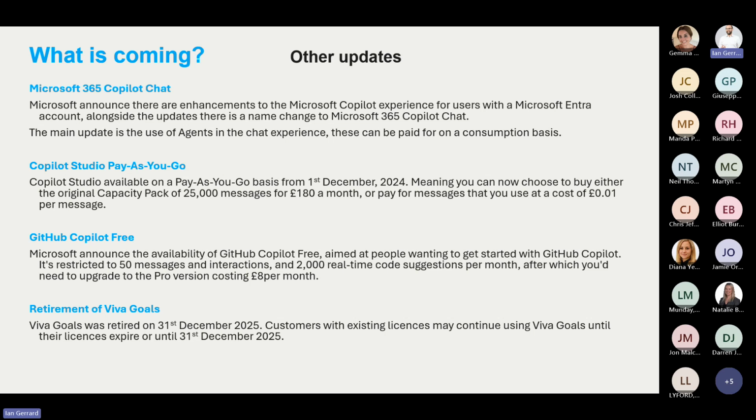GitHub Copilot Free. Absolutely aimed at anyone wanting to get started with GitHub Copilot, restricted to about 50 messages and interactions. And then you'd need to upgrade to GitHub Pro, about £8 a month. In December, Viva Goals retired, and customers with existing licenses continue to use it until those licenses expire or the 31st of December 2025.